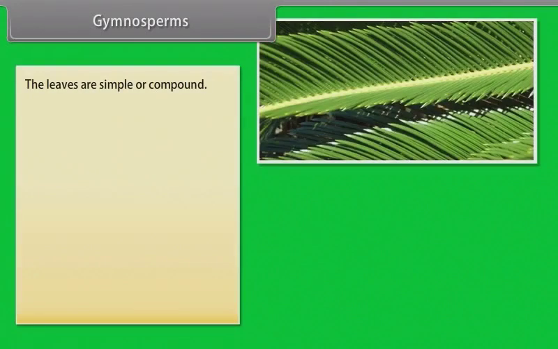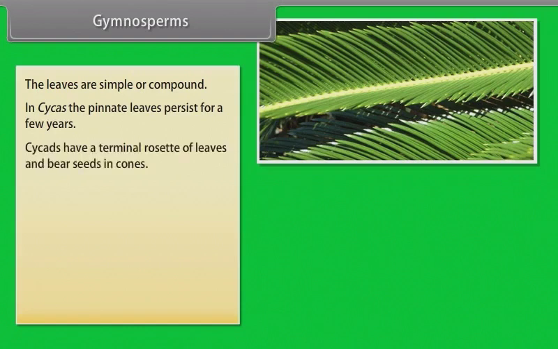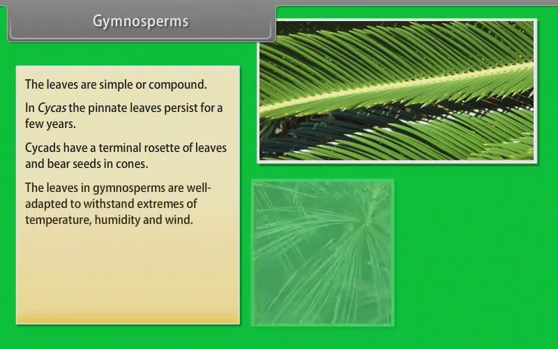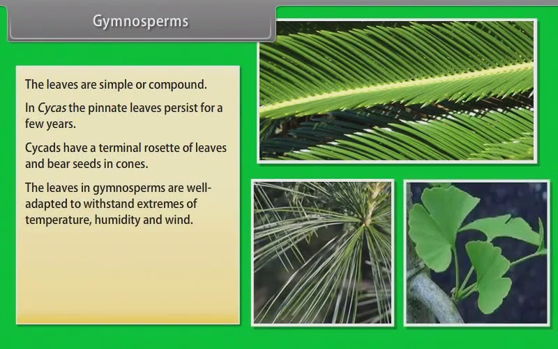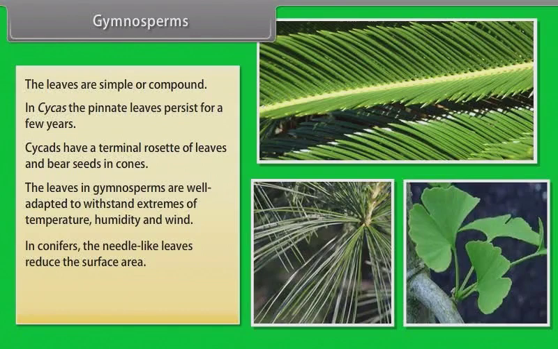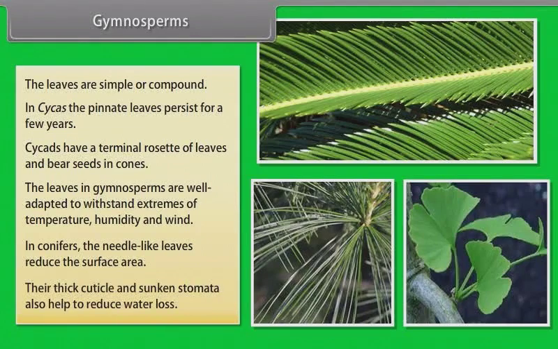The leaves are simple or compound. In Cycas, the pinnate leaves persist for a few years. Cycads have a terminal rosette of leaves and bear seeds in cones. The leaves in gymnosperms are well adapted to withstand extremes of temperature, humidity, and wind. In conifers, the needle-like leaves reduce the surface area. Their thick cuticle and sunken stomata also help to reduce water loss.